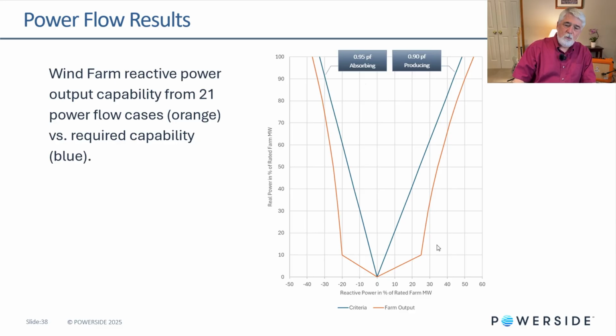So this last one is the one I talked about that requires a Python program. In this case, it requires 21 power flow cases to simulate the resulting VAR capability of the wind farm, which is in orange. What's plotted along with it is the criteria of what's necessary for this wind farm to be connected and online and running. That would be a 0.9 power factor producing, that's the blue curve on the right, and the blue curve on the left is 0.95 power factor absorbing. Orange, of course, is the actual performance, which is exceeding the capability, and thus the criteria is met for this case.